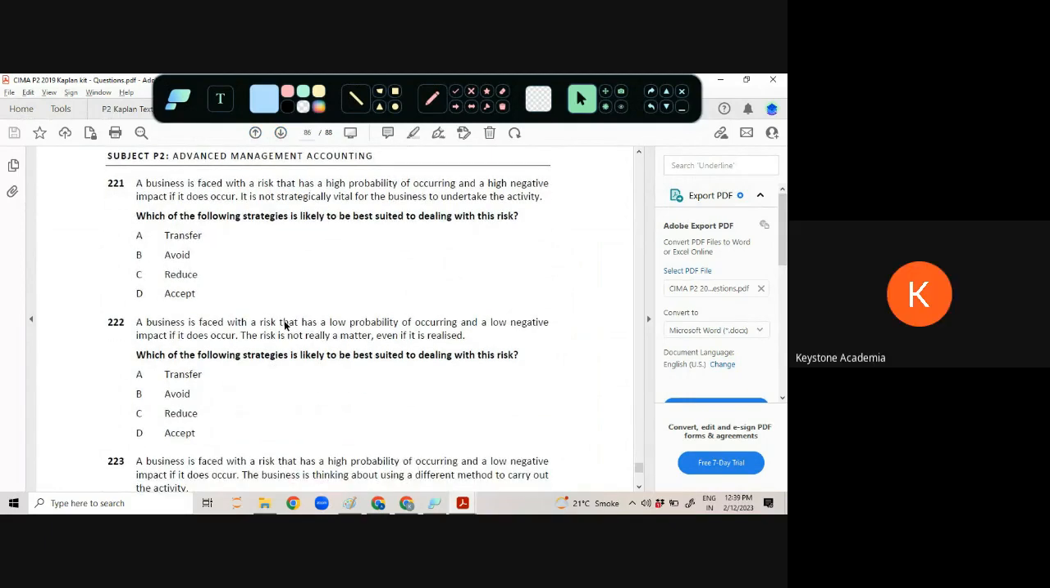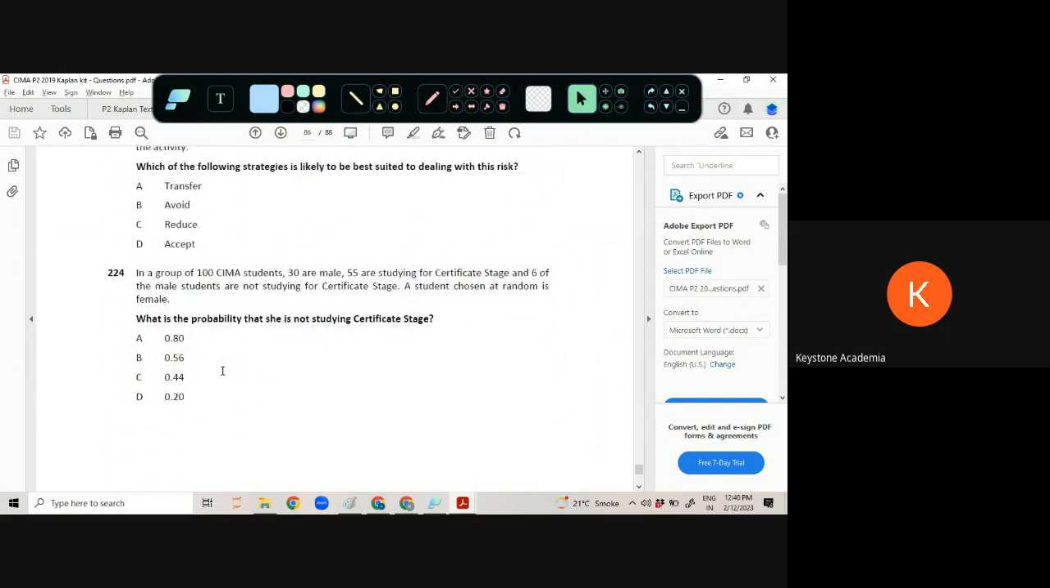Okay, this one, 221. A business is faced with a risk with a high probability of occurring and a high negative impact if it does occur. It is not strategically vital for the business to undertake the activity. High probability and high negative impact, so we avoid. Yes, right. Avoid. So it's B. Next. A business faces a risk that has a low probability of occurring and low negative impact. So reduce? No, wait, low negative impact. So low impact and low probability. Oh, so accept. Yes, accept.